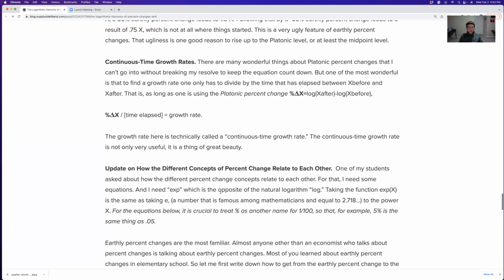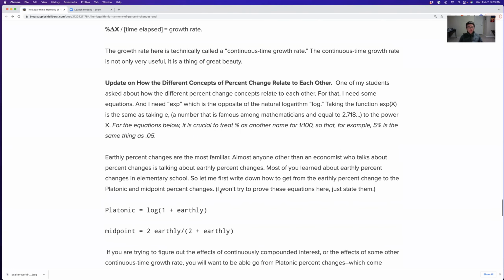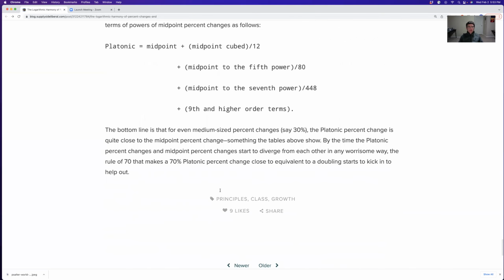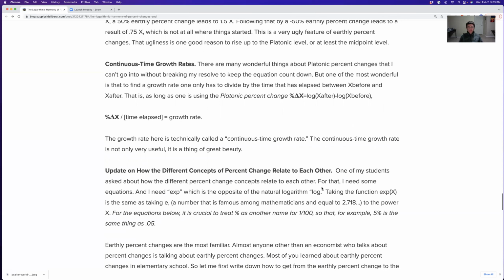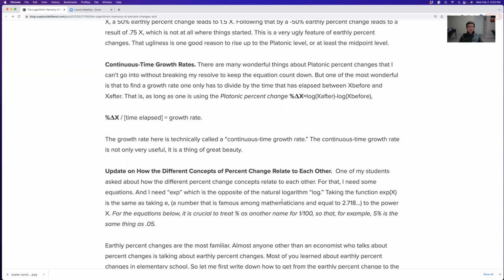All right, so that's it for percentage changes. This update you don't need to worry about, so just ignore this bit down there at the bottom.